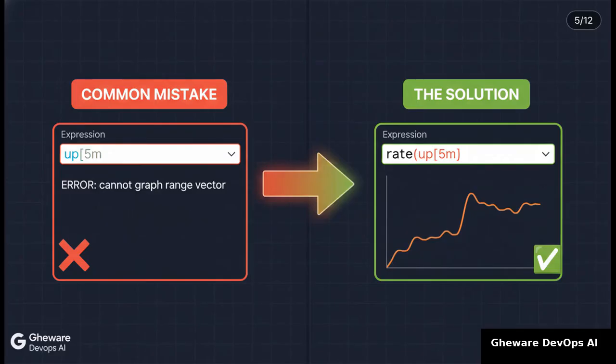And here it is. This is the number one trap for beginners. If you try to graph a range vector, like up[5m], Prometheus is just going to give you an error. Why? Well, think about it. It has a whole history of data points. It doesn't know how you want to represent all of those as a single line on a graph. The solution is to wrap it in a function, like rate, which crunches that entire history down into a single graphable value.